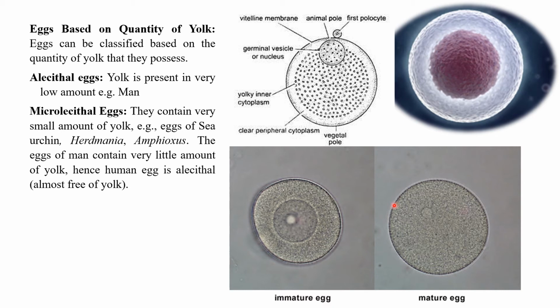The eggs of man contain very little amount of yolk, hence the human egg is called alecithal, which means it's almost free of yolk because the nourishment comes through the placenta from the mother's body. So they need not worry about storing the nutrients that are required for the development of the embryo.